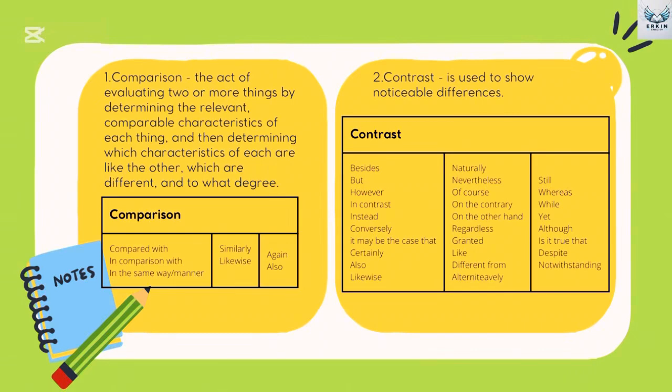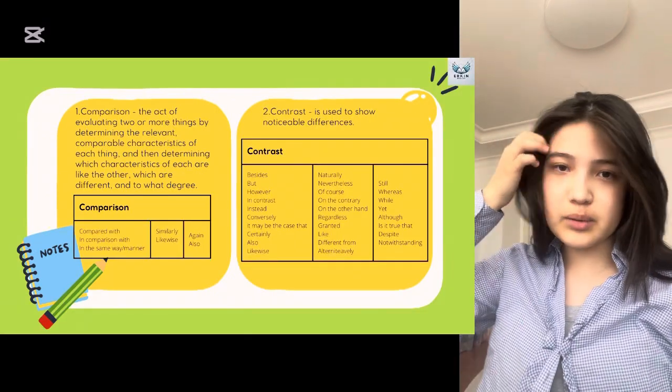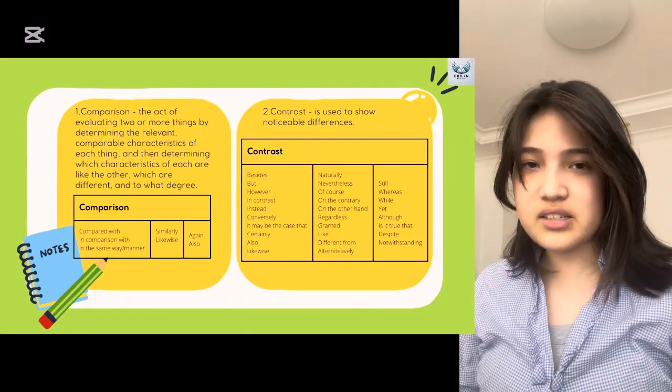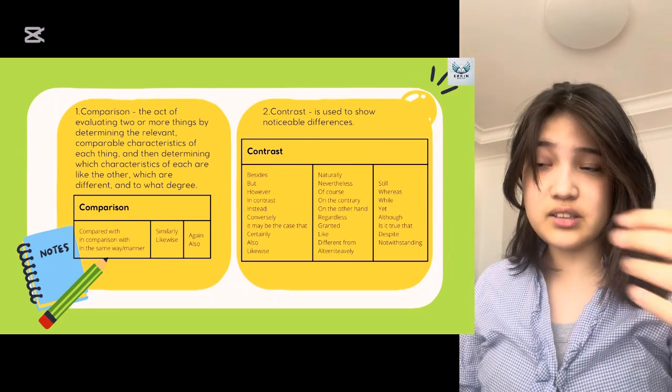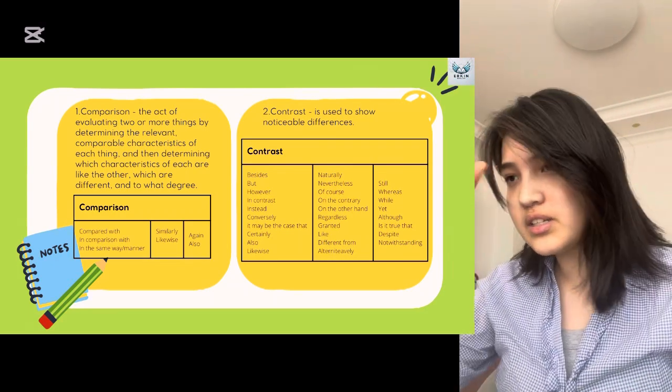So to make comparison in text, we can use these phrases, which are compared with and comparison with, in the same way / manner, similarly, likewise, or again and also. And then the second type of cohesive device is a contrast device. So what are contrast cohesive devices used for?